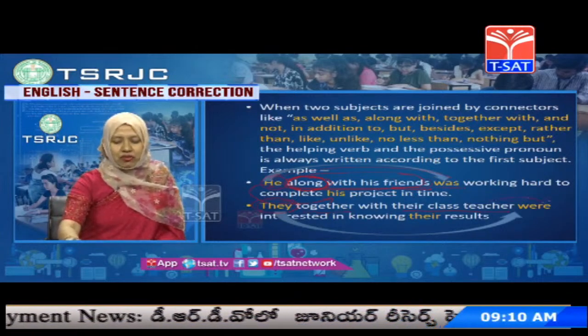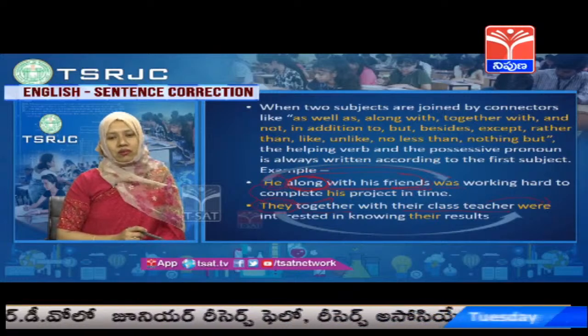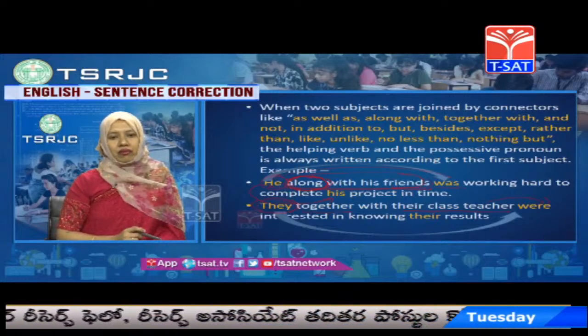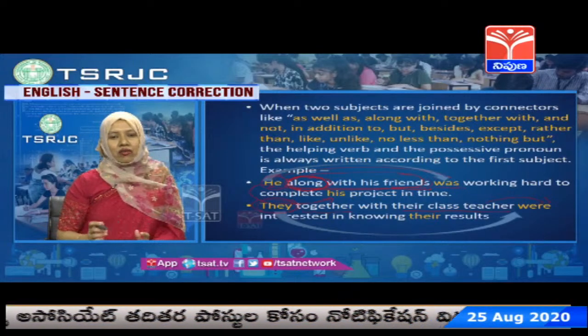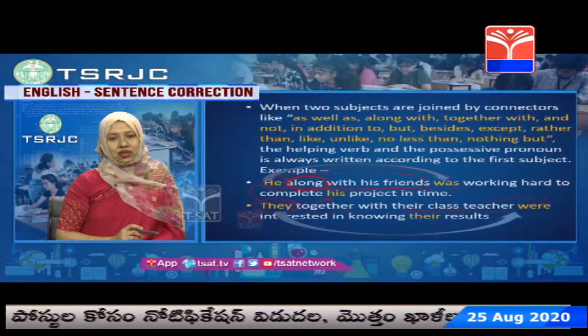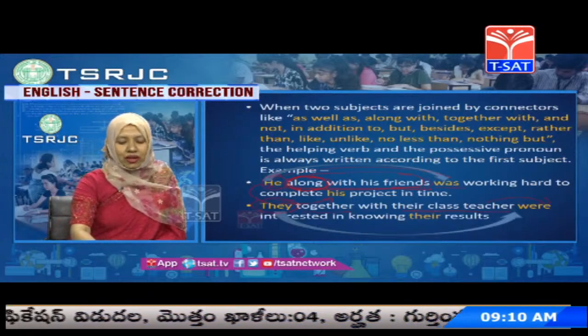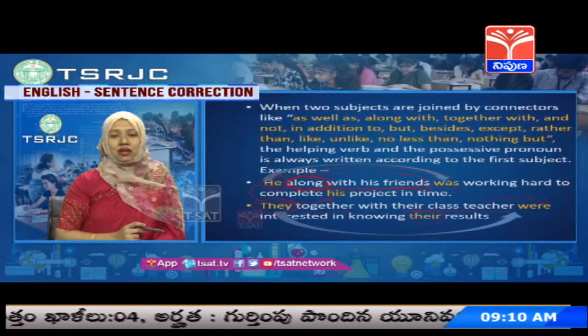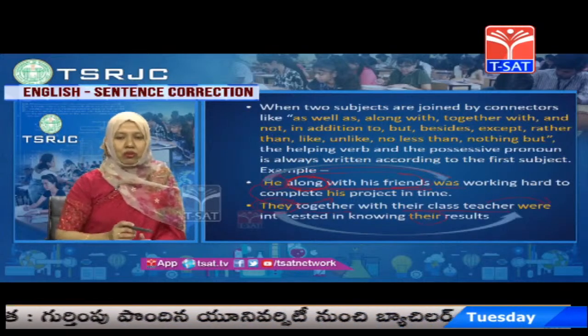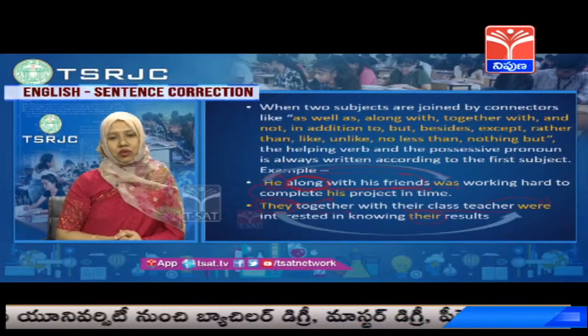Along with a plural subject, the verb also should be plural, were. They along with, they together with their class teacher were interested in knowing their result. Again the pronoun used here is their. We are talking about a group of people, a group of students.